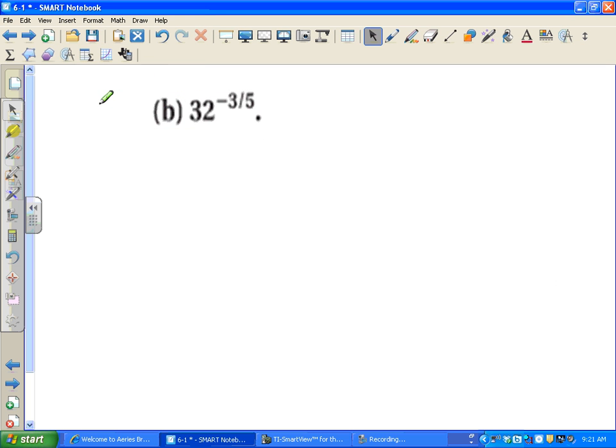32 to the negative 3/5. You should recognize that that is a fractional exponent, and you should also realize that that is a negative exponent. So we've got two things we have to deal with in this case. The first thing is we've got to get the negative into a positive, because it's in the wrong location. So we move that down to my denominator, get a placeholder up there for that 1. So that's 32 to the 3/5.